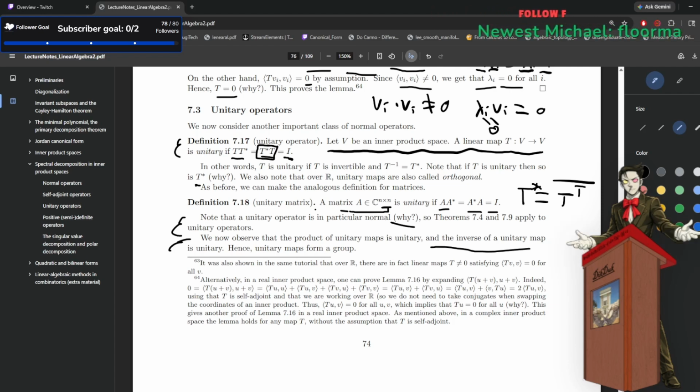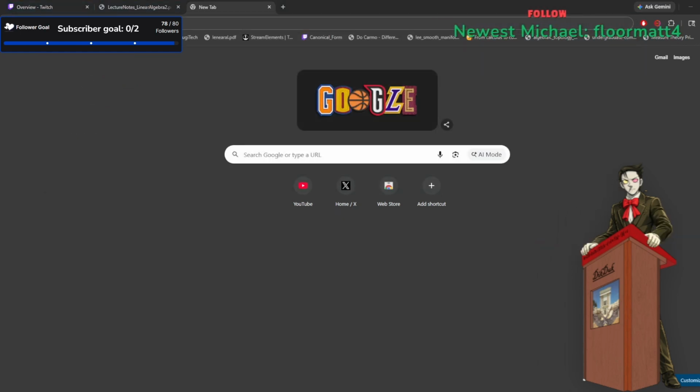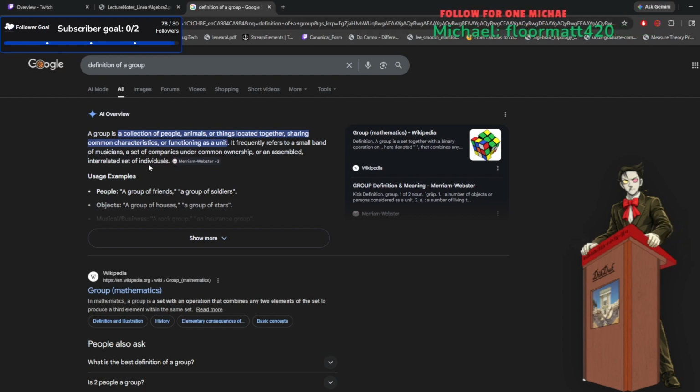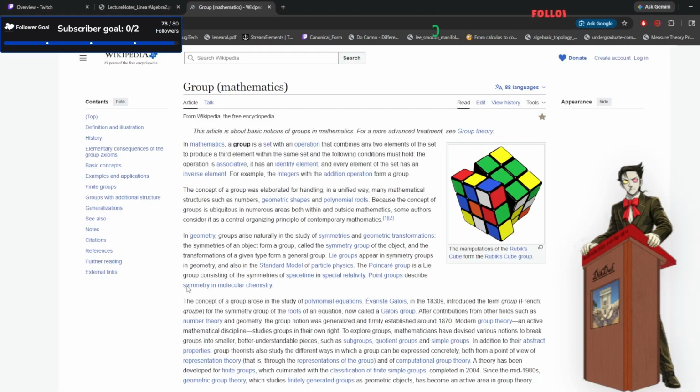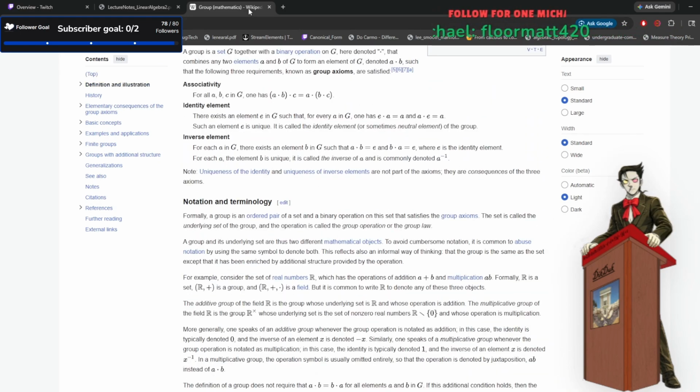But the standard definition of a group, I want to make sure not to mess up my definitions here. Yep. Okay, perfect. A set with an operation that combines any two elements of the set to produce a third element within the same set. So things stay inside the set. Alright. Perfect. So it has associativity, identity, and an inverse element. Okay, perfect.